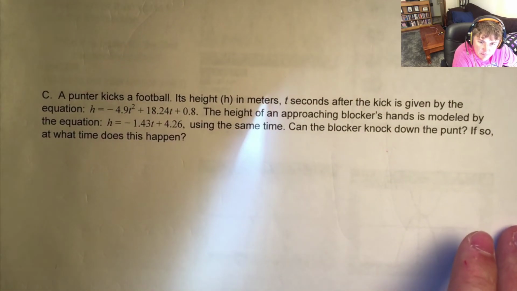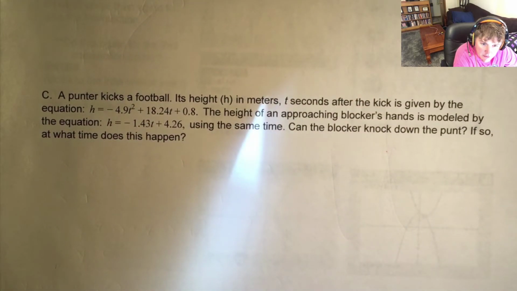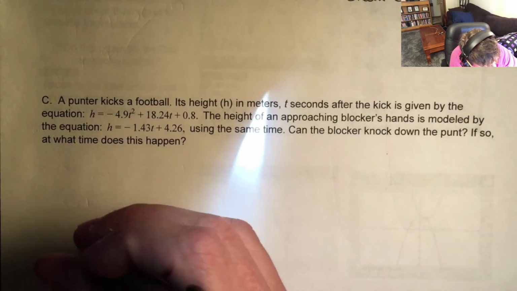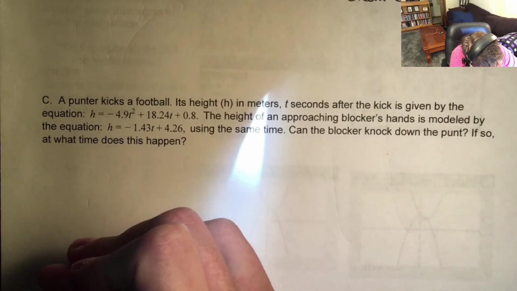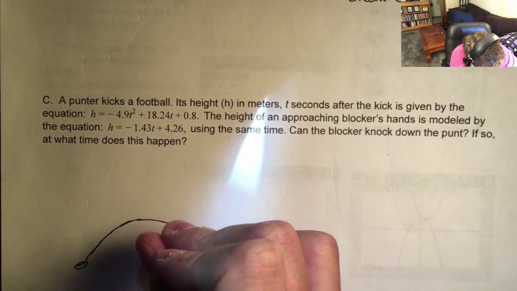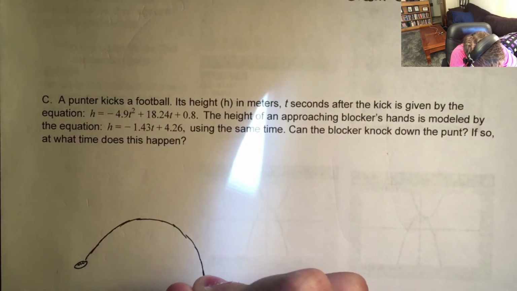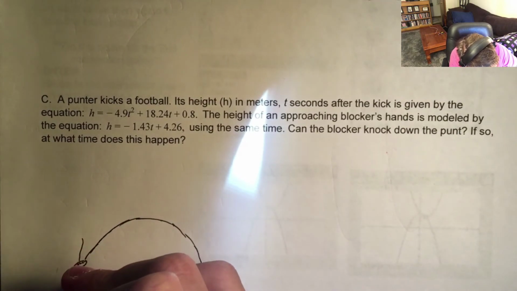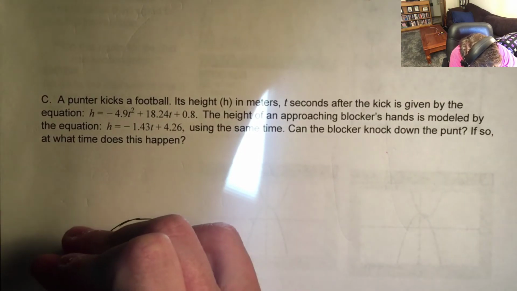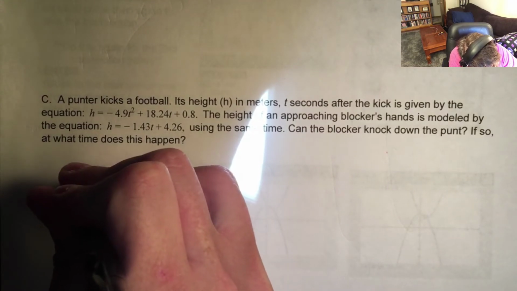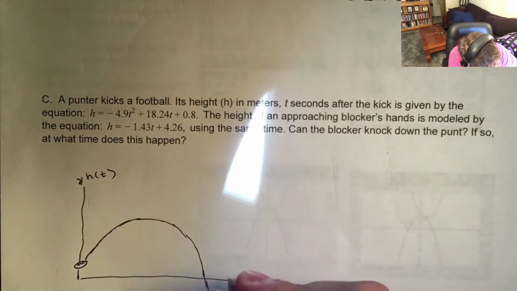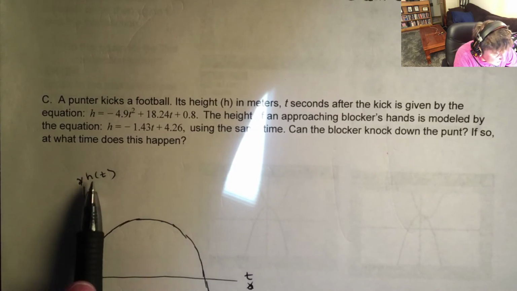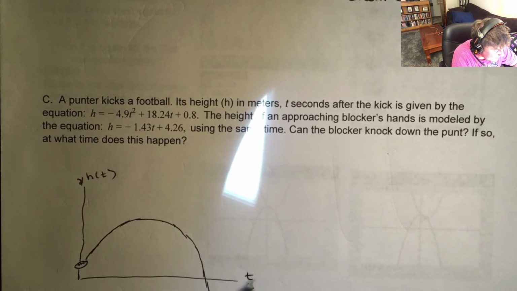Okay, so we have a punter kicking a football. Its height in meters, t seconds after the ball is being kicked. So we have somebody kicking a football, and it's probably going to go up in the air and then back down eventually. Here is us kicking the football. Here's my h of t axis, and here is my t axis. Here's my height as a function of time, and here's my time.